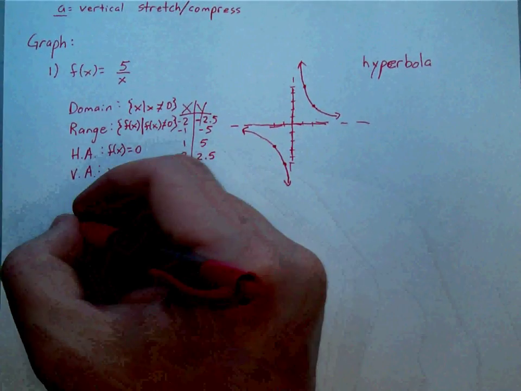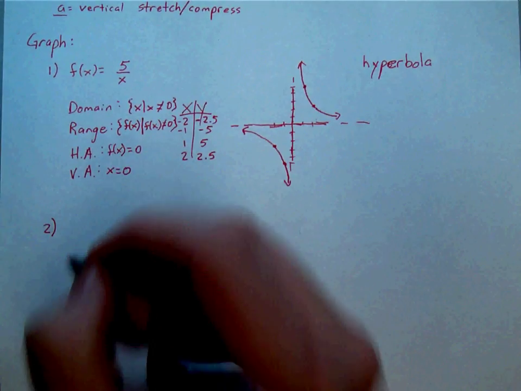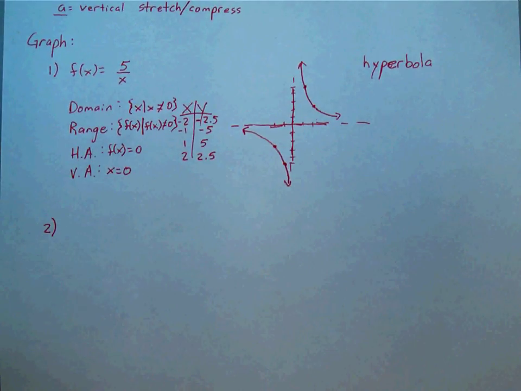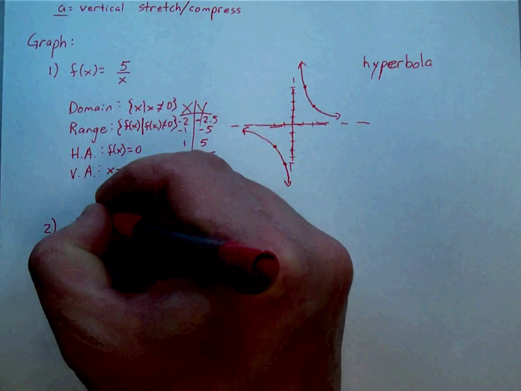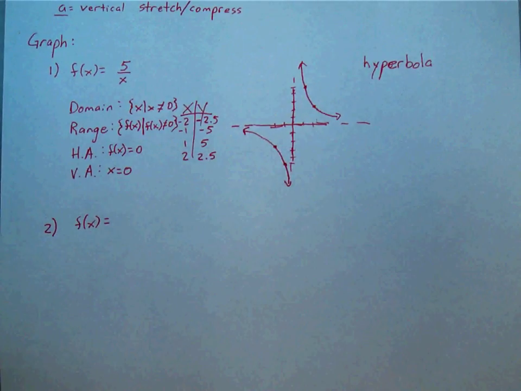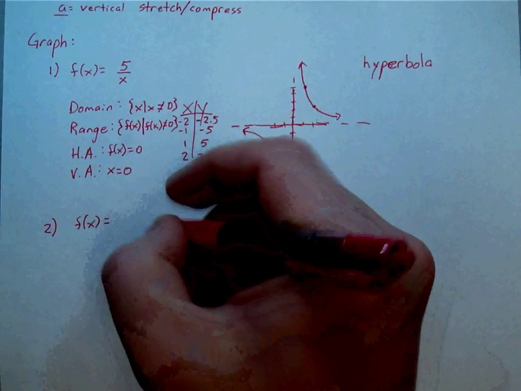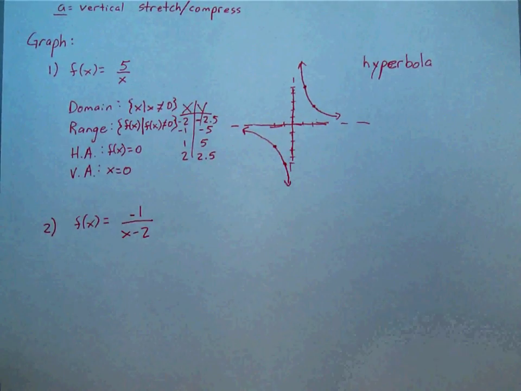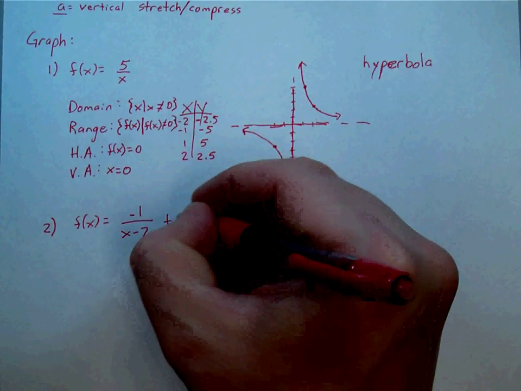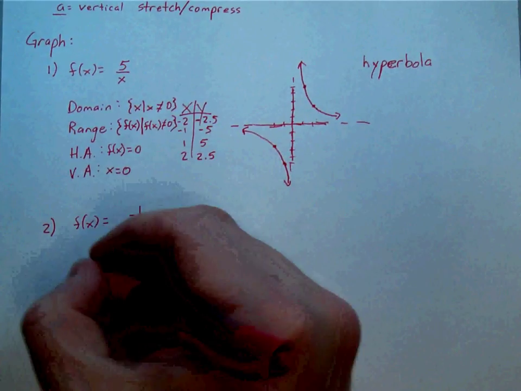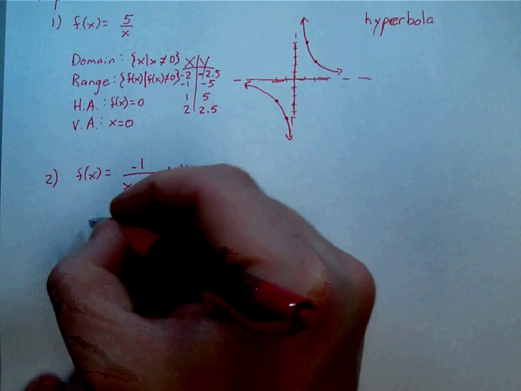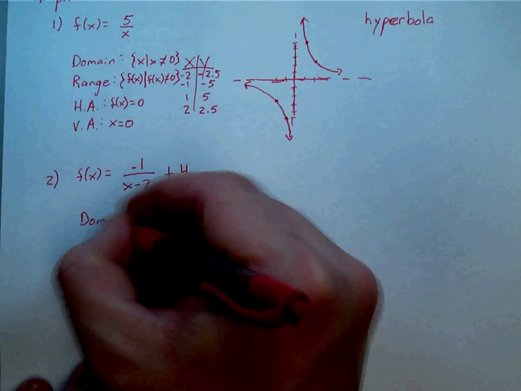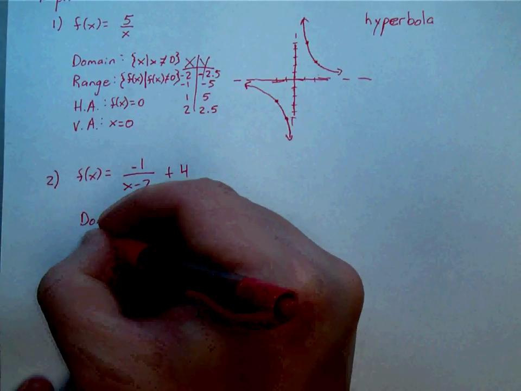So now let's take a look at a problem with more numbers to deal with. Let's go with f of x is equal to -1 over x minus 2 plus 4. We'll have a domain, a range, and then we'll have both asymptotes as well.